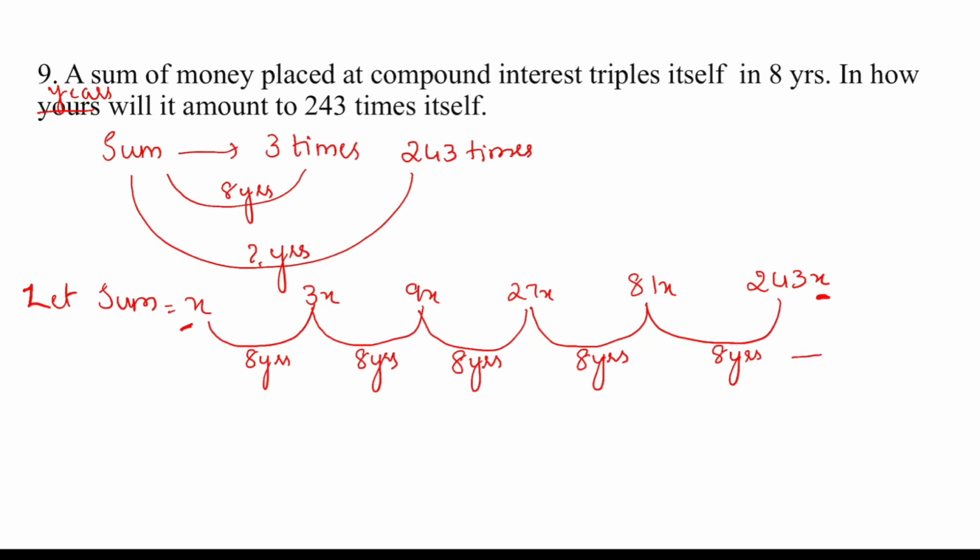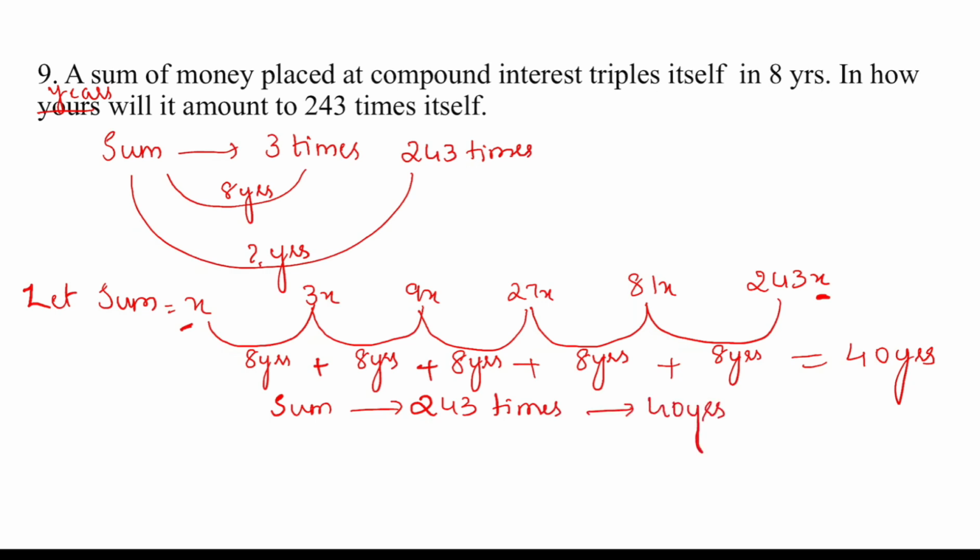So how many years did it take? It took 8 plus 8 plus 8 plus 8 plus 8. So 8 into 5, that is 40 years. It takes 40 years for the sum to become 243 times. But this is not a feasible method, because here it is multiplying only 5 times, it's fine. But if it is more times, then we cannot go on doing multiplication like this, isn't it?